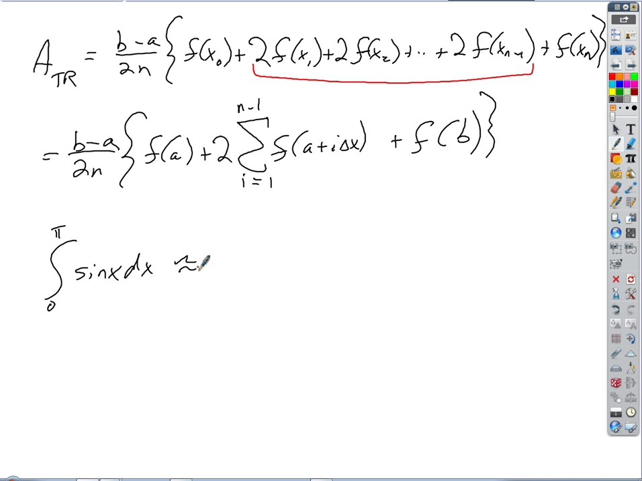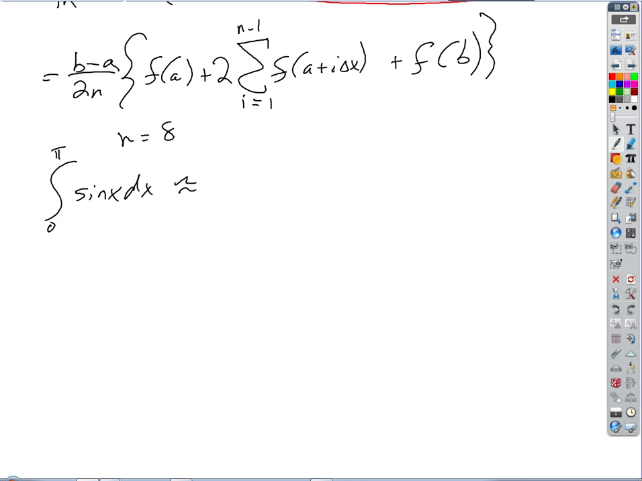It's approximately equal to whatever that gives us. Well, we have to pick a value of n. So let's just pick a value like 8, arbitrarily. So if n equals 8, what's that fraction going to be? Pi over 16, okay?